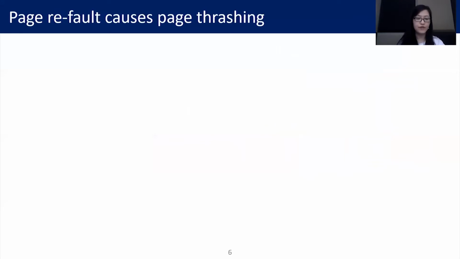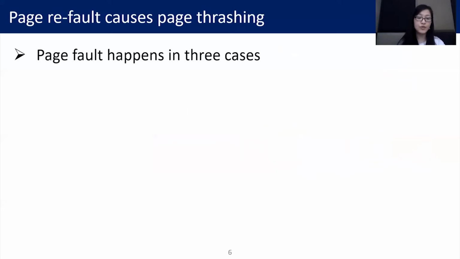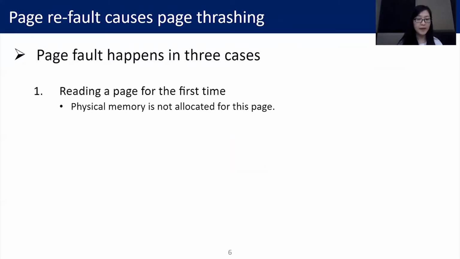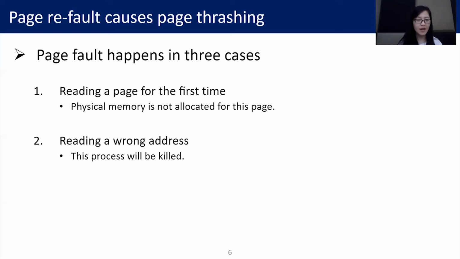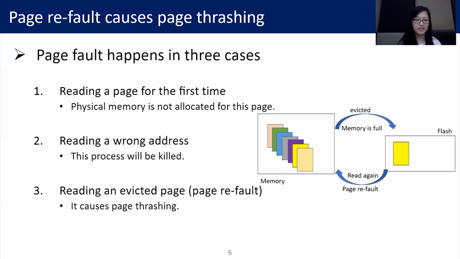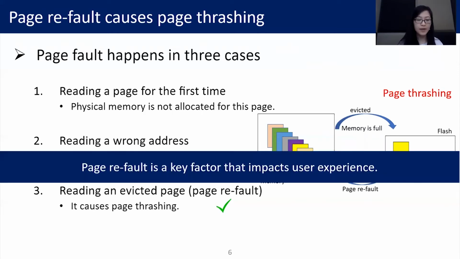First, page refault. Page refault happens in three cases. First, when reading a page for the first time, because the physical memory is not allocated for this page, a refault happens. Second, when a process reads a wrong address, this process will be killed. Third, when reading an evicted page, this is also called page refault. An evicted page that is demanded again soon after means page thrashing. Page refault can cause page thrashing, and thus it is a key factor that impacts user experience.